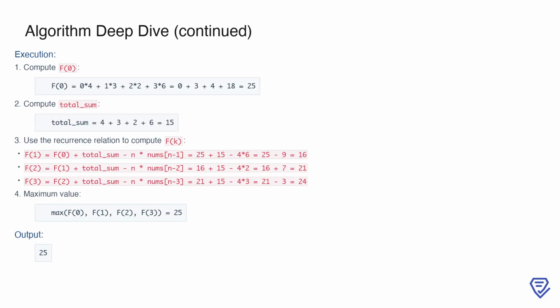Using the recurrence relation, we compute f(1) as f(0) plus total_sum minus n*nums[n-1] equals 25 plus 15 minus 4*6 equals 16. Similarly, f(2) is derived as 16 plus 15 minus 4*2 equals 23 and f(3) as 23 plus 15 minus 4*3 equals 26. Among these, the maximum value is 26, which is the solution. This example demonstrates how the recurrence relation simplifies the computation and how we efficiently find the maximum value of f(k).